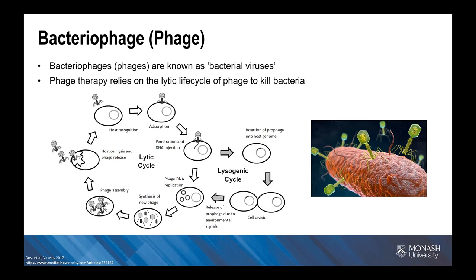Generally, the phage life cycle can be categorized as either lytic or lysogenic. This infection starts by having a phage adsorbed onto the bacterial cells, after which the phage genomic material is injected. For the lysogenic cycle, this genomic material is integrated into the bacterial genome, in which the prophage will only be released under certain conditions, such as in the presence of environmental stimulants. For the lytic phage, new phages will be produced and released following host cell lysis. And typically, phage therapy relies on the lytic life cycle of phage to kill bacteria.